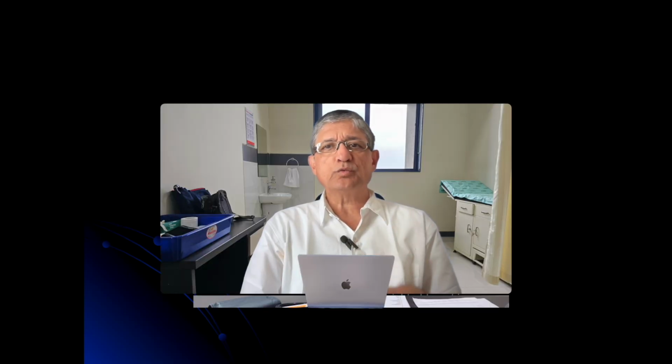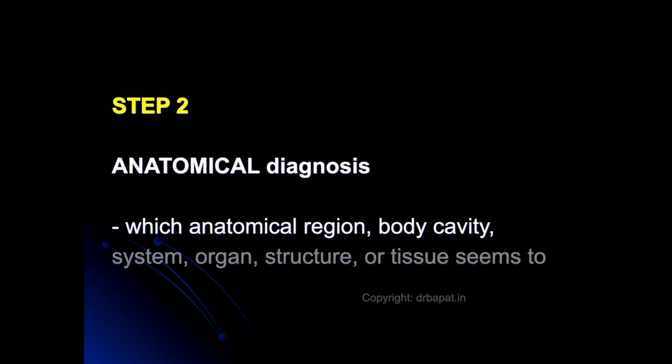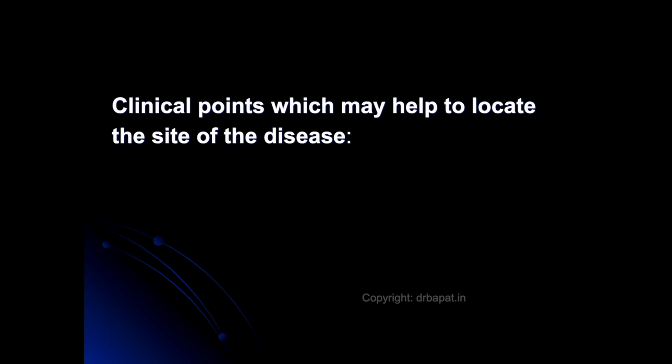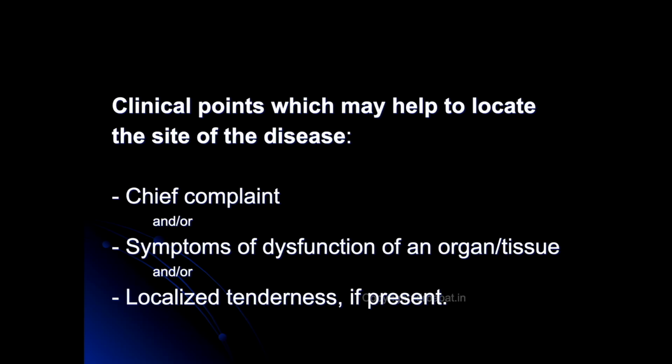The second step is to fix the anatomical diagnosis. That is, determine which anatomical region, body cavity, system, organ, structure, or tissue seems to have been affected. These are the clinical points which may help you to determine the site of the disease. The chief complaint and/or symptoms of dysfunction of an organ or tissue and/or localized tenderness if present.